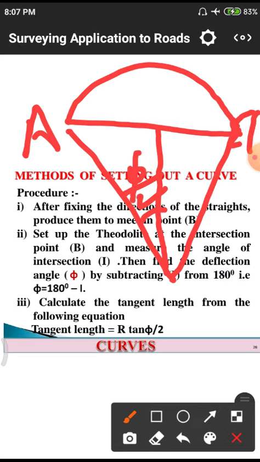Okay, we need to calculate the value of phi. After that, the radius, this is the radius r and r. Both are the radiuses. By using this radius and phi value, we need to calculate the tangent length. That means tangent length equals r into tan phi by 2, where phi equals 180 degrees minus I. By using those 3 equations, we will calculate the length of the tangent.